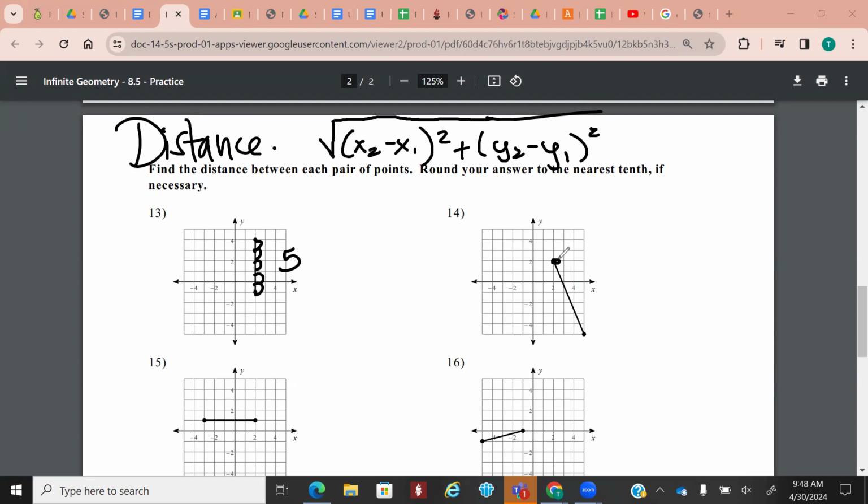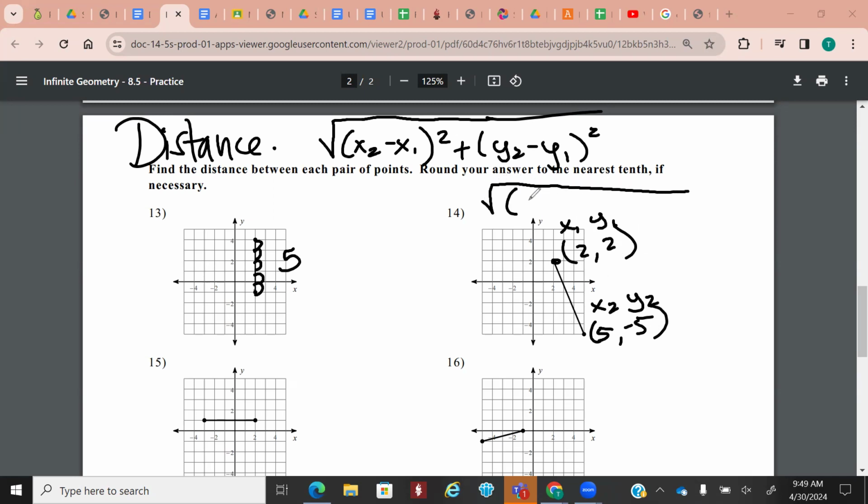Okay. So this point right here is 2, 2. And this point right here is 5, -5. Your farthest left point is going to be your x1, y1. Your farthest right is going to be your x2, y2. So now that we have our 2 points, all we're going to do is plug in. This is going to give us the square root of x2, which is 5, minus 2 squared, plus -5 minus 2 squared. Take your calculator, type that in.